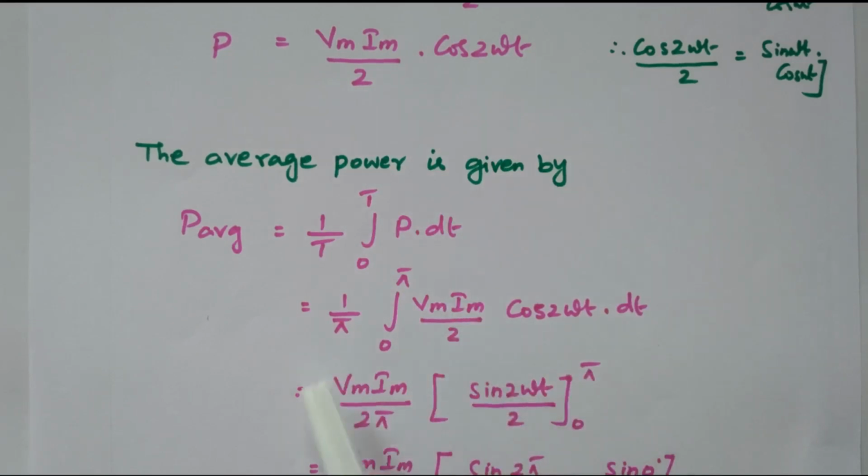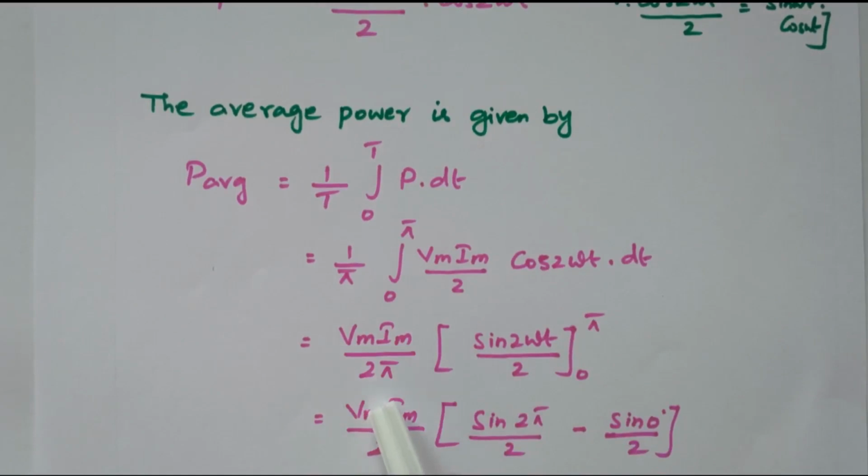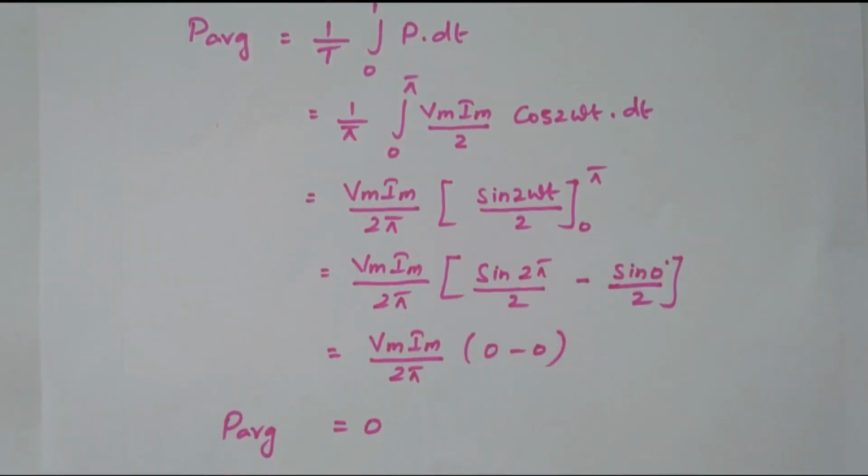So Vm Im by 2 is taken outside, so that Vm Im divided by 2 pi. The integral of cos 2 omega t is sin 2 omega t divided by 2, with the limit 0 to pi. Now we substitute the limit: sin 2 pi divided by 2, minus sin 0 by 2. The sin 2 pi value is 0, sin 0 also 0, so totally the power is 0. The average power in the capacitive circuit while applying AC voltage is 0.